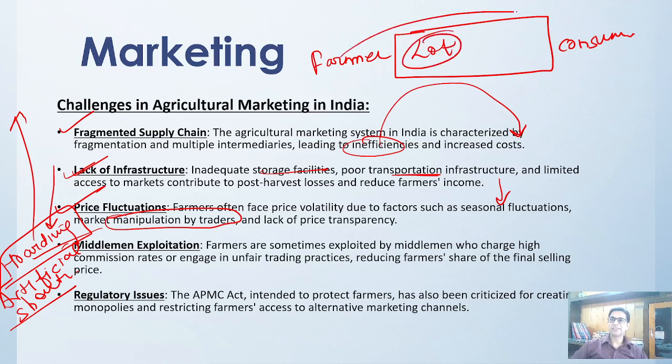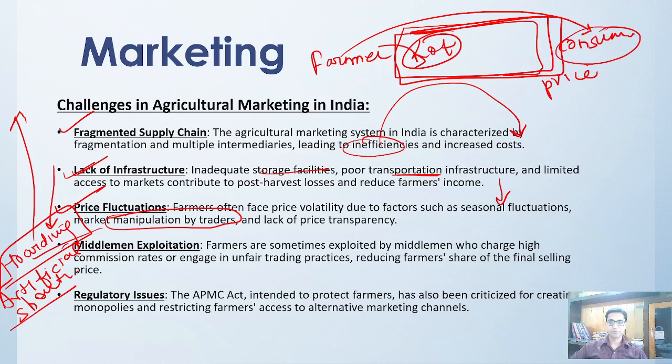If the farmer is able to sell his product directly to the consumer, the prices will be less for the consumer, and the farmer will also get better prices. But because of these unnecessary middlemen in between, at every stage there is a certain increase in the price, and by the time it reaches the consumer, the price becomes very high. Because of that, it also reduces the farmer's share in the final selling price.